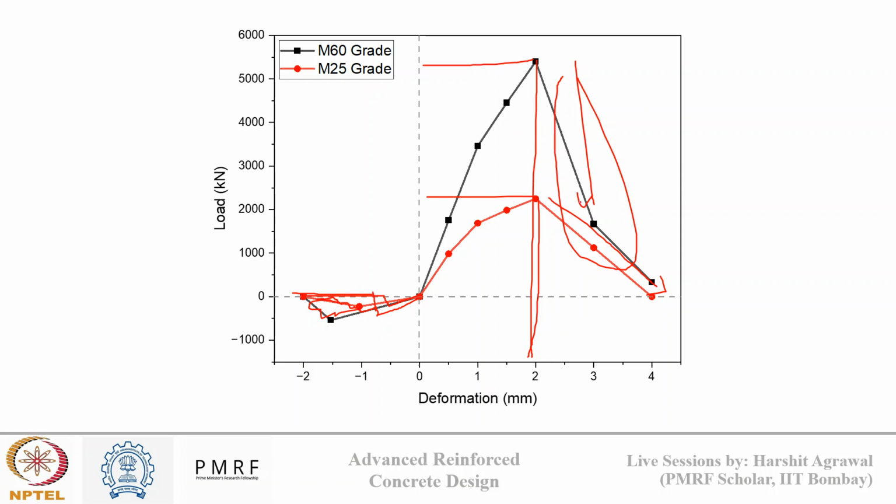So for the same cross section, this is how we can compare the load versus deformation profile for different grades of concrete. And this is the effect of concrete grade. On both compression and tension side there is an increase, but that increase on the tension side is not that significant compared to the compression side. So that's why we say concrete contributes more to compressive strength carrying capacity, while in tension its contribution is minimum.